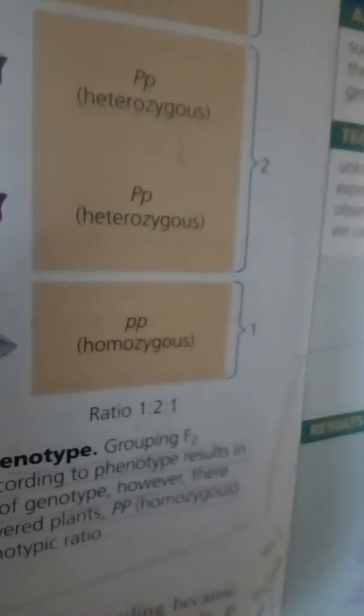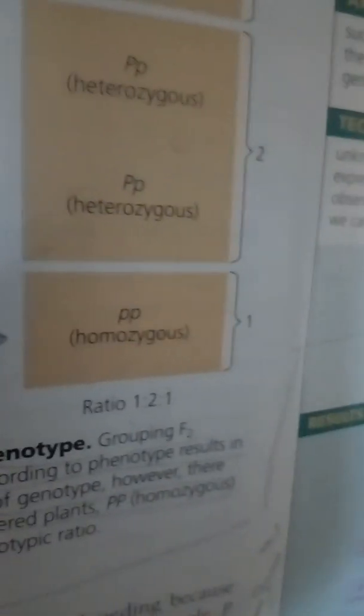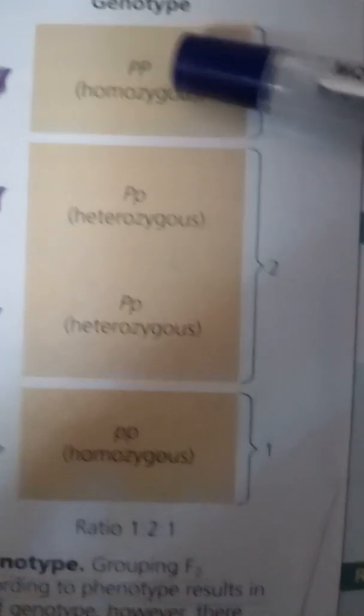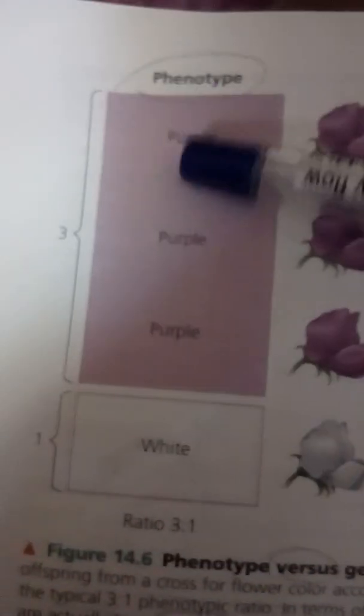there are actually two categories of purple-flowered plants, PP, homozygous, and Pp, heterozygous. Notice that the genotype ratio is 1 to 2 to 1, and the phenotype ratio is 3 to 1, 3 purple and 1 white.